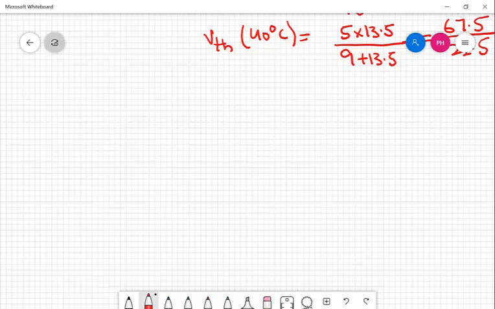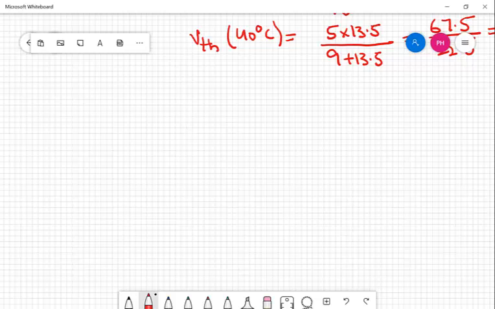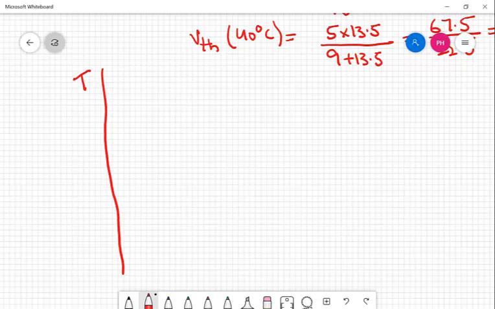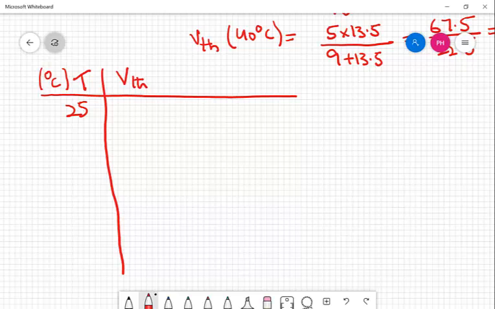So we have two different values. We have temperature, and then we have VTH. Temperature is in degrees Celsius, and VTH is in volts. At 25 degrees Celsius, VTH will be 0.5 volts.